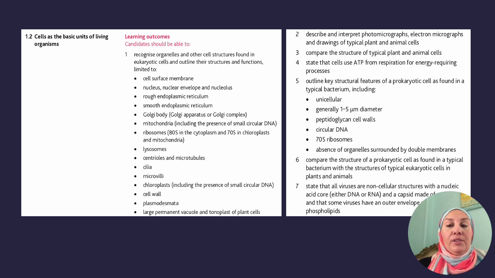The rest of the topic is all about cells and their structure and the function of each part. So we need to know about the cells and the different types of cells, such as eukaryotic and prokaryotic, and the different structures that they may contain and what each does. So briefly, just have a look quickly at the different parts, which we're going to discuss in full detail as much as we can.